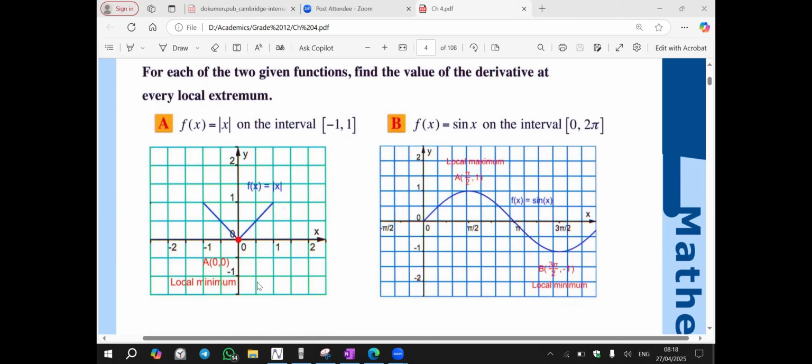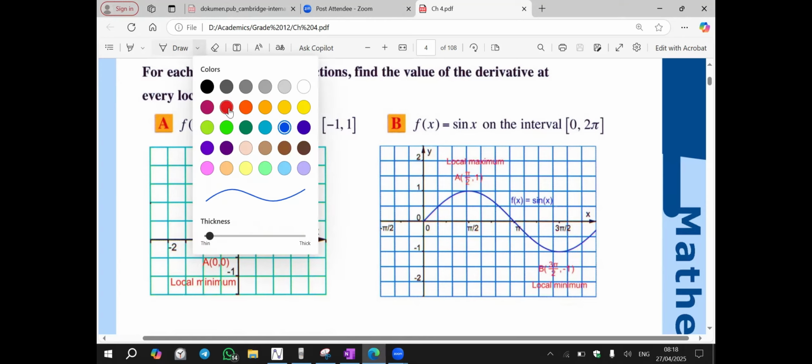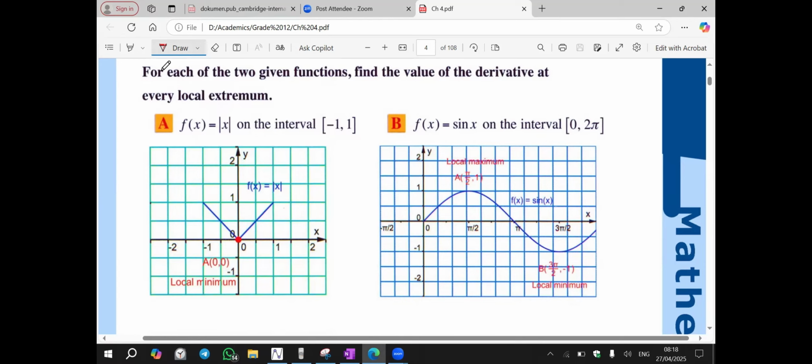Previously, we solved a few examples in section 4.1. Today, we begin with these two examples here. The question says, for each of the two given functions, find the value of the derivative at every local extremum.